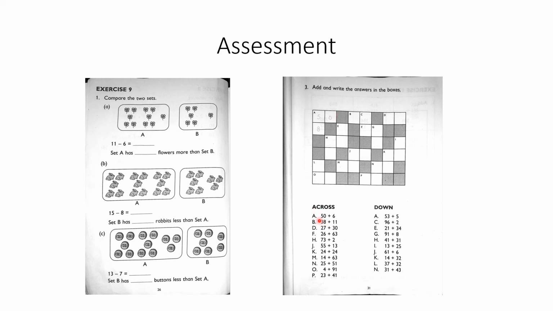For example, 50 plus 6 equals 56. So let's see, across A. I see the letter A right here, and if it's across, it's from side to side, like this. And 50 plus 6 equals 56. There you go, 5 and then 6.